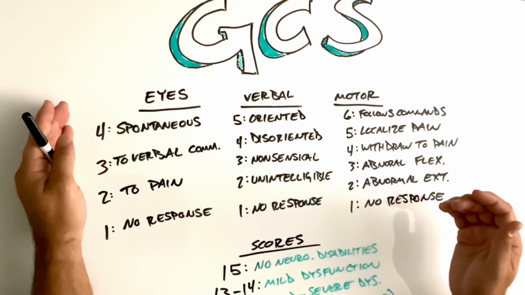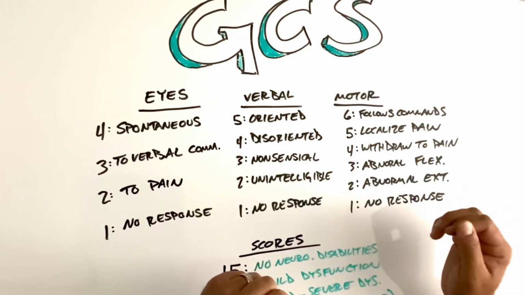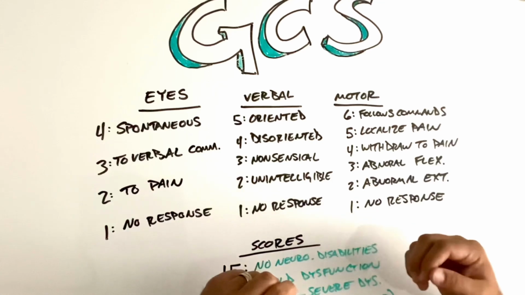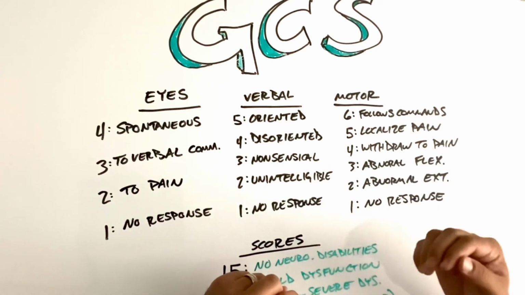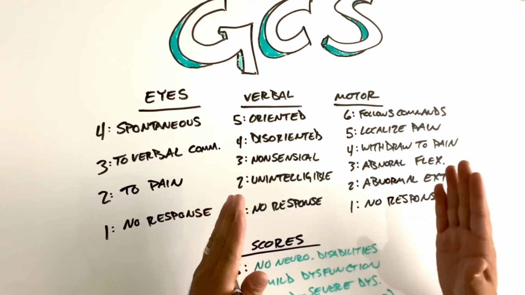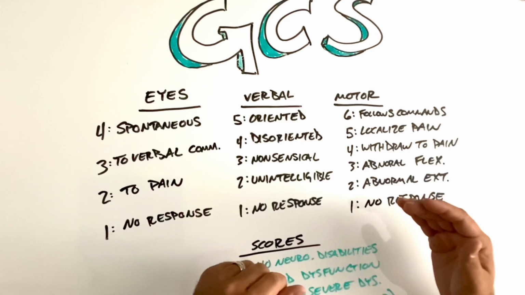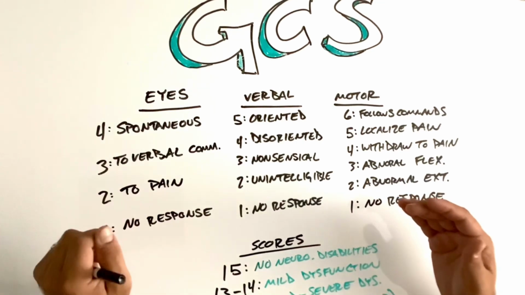Starting with the highest number you can get possible for the eyes, we have spontaneous. When you walk into a room, when you walk into a scene, are the eyes of my patient spontaneous to me? Are they tracking you and your partner, or you and your crew? Are they alert enough with their eyes to be able to track? That would be a perfect 4.